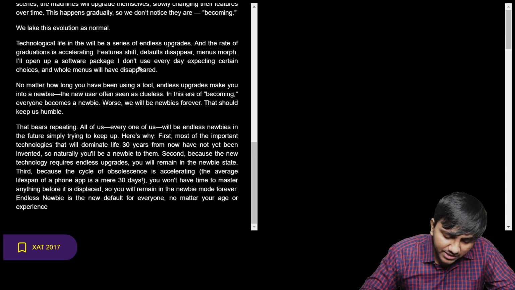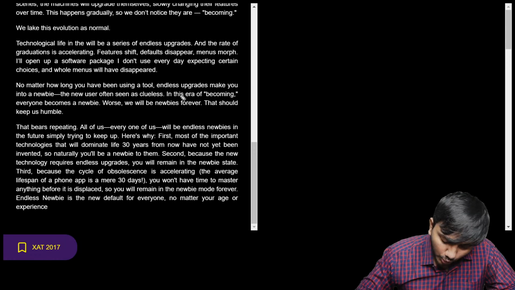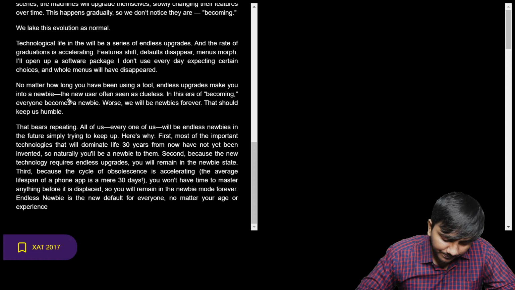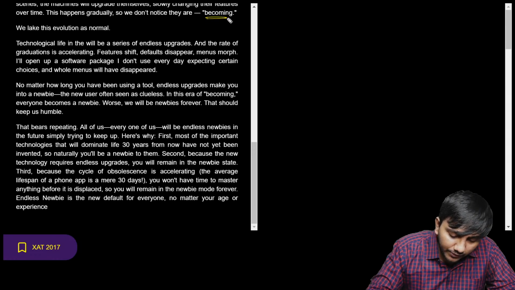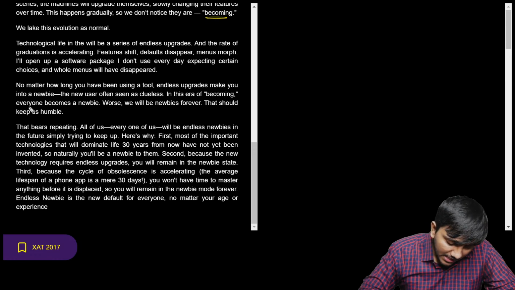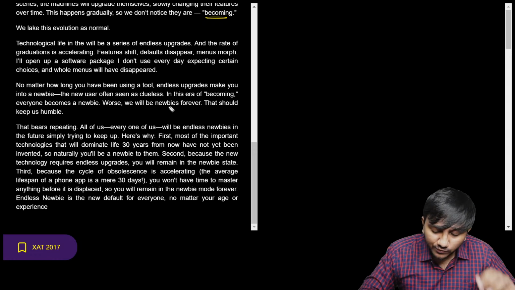I'll open up a software package you don't use every day, expecting certain choices, and the whole menu would have disappeared. No matter how long you have been using a tool, endless upgrades make you into a newbie. The new user often seen as clueless. In this era of becoming, everyone becomes a newbie. Worse, we will be newbies forever.